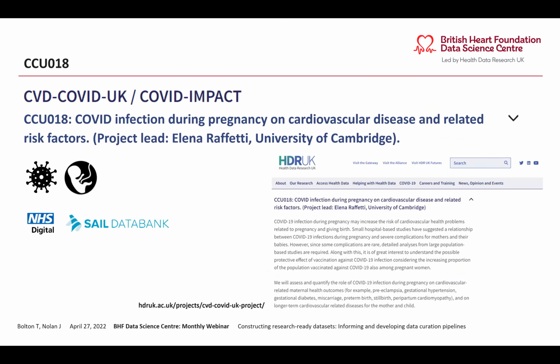So today, John and I are going to be showcasing our work on CVD-COVID-UK Project 18. This project is investigating the impact of COVID-19 infection during pregnancy on cardiovascular maternal health outcomes and on longer-term cardiovascular-related diseases. It's led by Elena Rafferty from the University of Cambridge, and it's a multi-nation project with analysis taking place in both the NHS Digital TRE for England and the SAIL Databank for Wales. I won't say too much more about the project today because the focus is really on the data curation process using CCU018 as our main example.